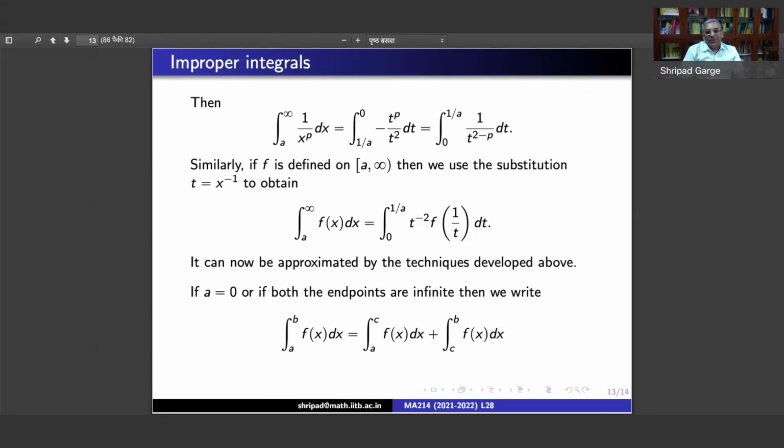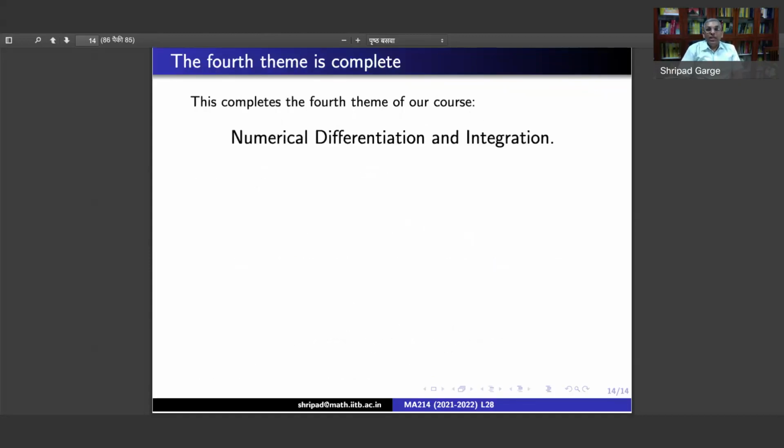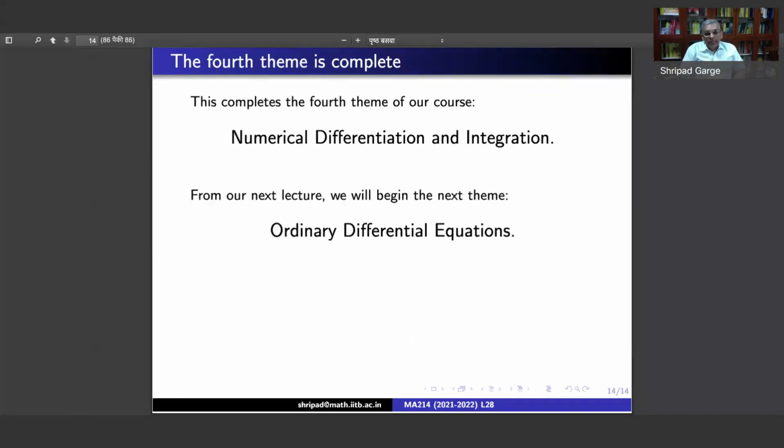So I'm very happy to announce that with this, we have come to the end of our fourth theme. Remember, we have 8 themes, and the remaining 4 themes are basically ordinary differential equations. So this is one theme, and then there are 3 more themes which really constitute numerical linear algebra. This is lecture number 28, which is also roughly half of the total number of lectures that we are going to have in this course.